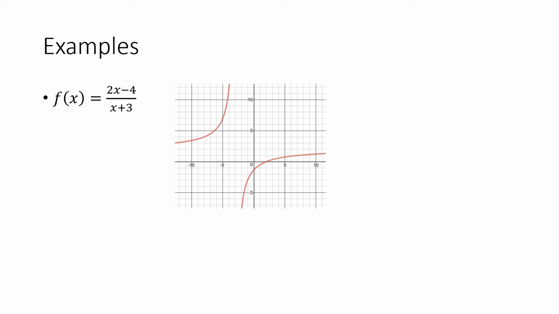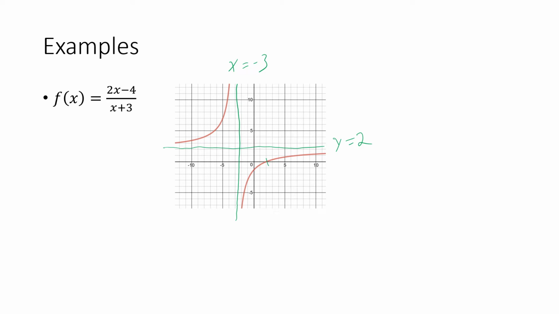And just to look at an example here, let's take a rational function. f of x is (2x minus 4) over (x plus 3), and I have the graph given also, so we can see a couple properties of the graph. There's a vertical asymptote here at x equals minus 3. There's a horizontal asymptote here at y equals 2.